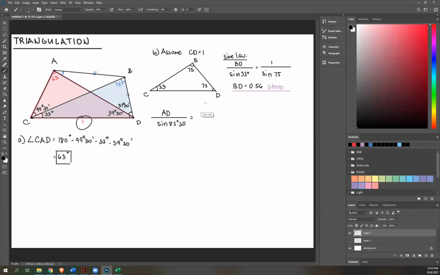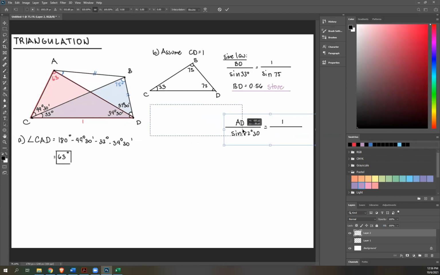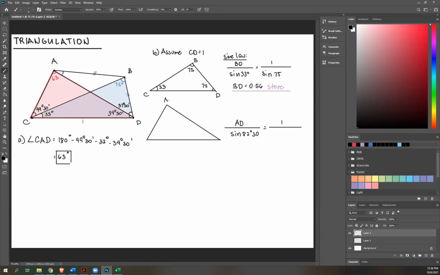AD equals our CD, which is 1, over the opposite angle, which is this. Again, we're considering this red triangle, ACD. Let me specify that so it's clearer. 63, 82, 30, 34, 30. And as you can see, opposite of CB, this is 1 over sine 63. Please solve what's AB.